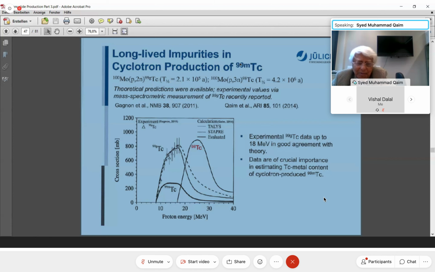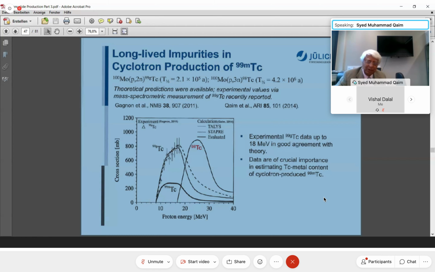But if you produce it directly through the p,2n reaction, you remember from last semester, I told you there are sometimes isomers formed. Here we have the technetium-99m curve and the technetium-99g curve. Both are formed directly. Technetium-99m is formed, which we want, but technetium-99g is also formed, and the cross section is 4 times higher.